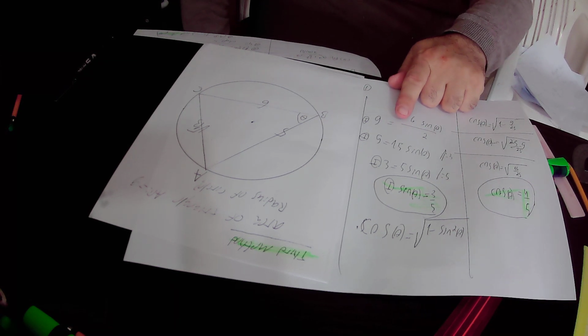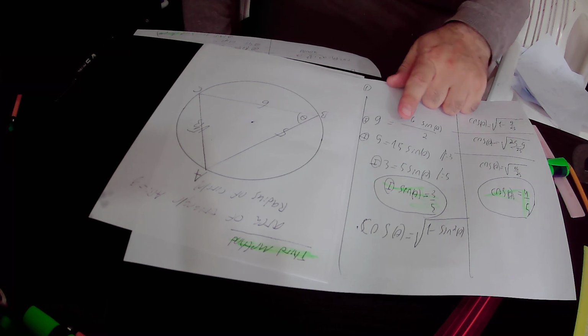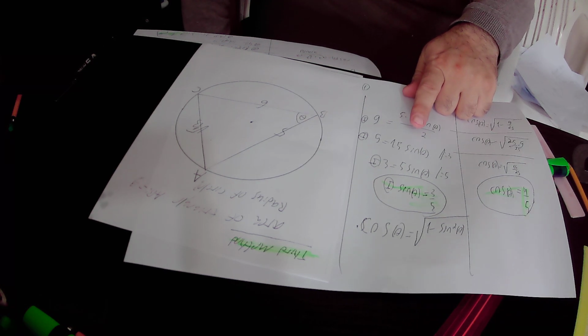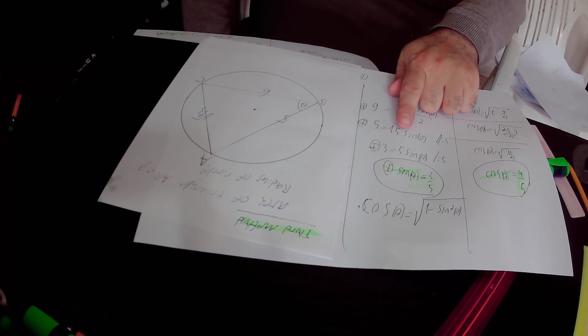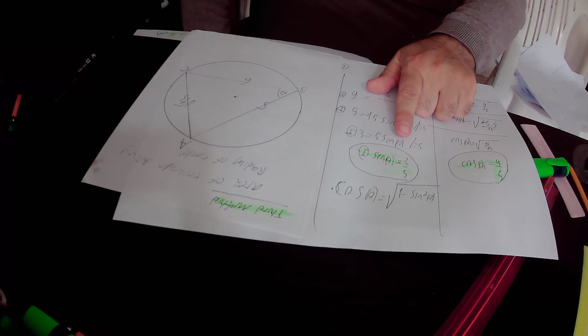We divided this equation number 1 by 3, and we got that 9 over 3 is 3, and 15 over 3 is 5. So in conclusion, we found out that 3 equals 5 times sine theta. We divided this equation by 5, and we found out that sine theta equals 3/5.